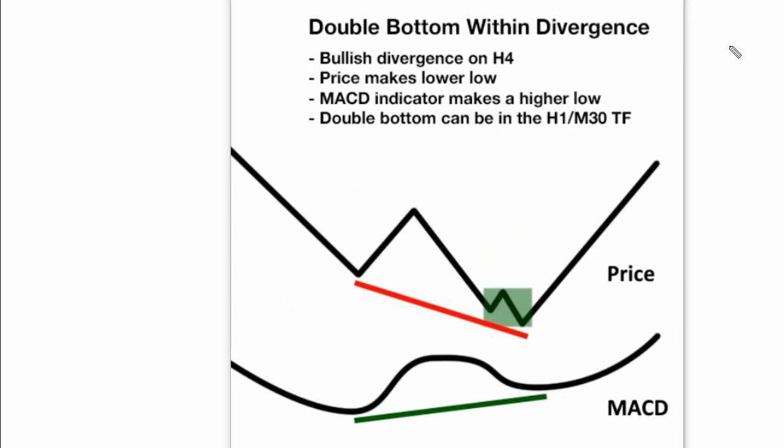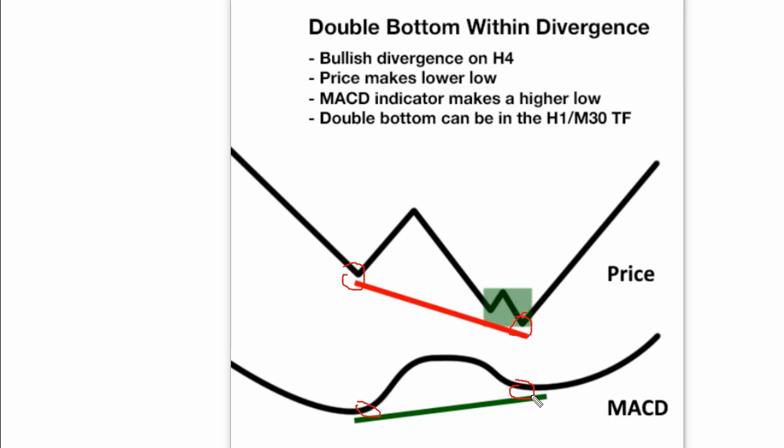Whenever the price is going in a downtrend, making lower lows, the second low is lower than the first low, and the trend line connecting those lows is also going down. But as you can see in the MACD, if we connect the line between the first low and second low, the second low is higher than the first low, so it is showing that there is a divergence between price and the MACD indicator.